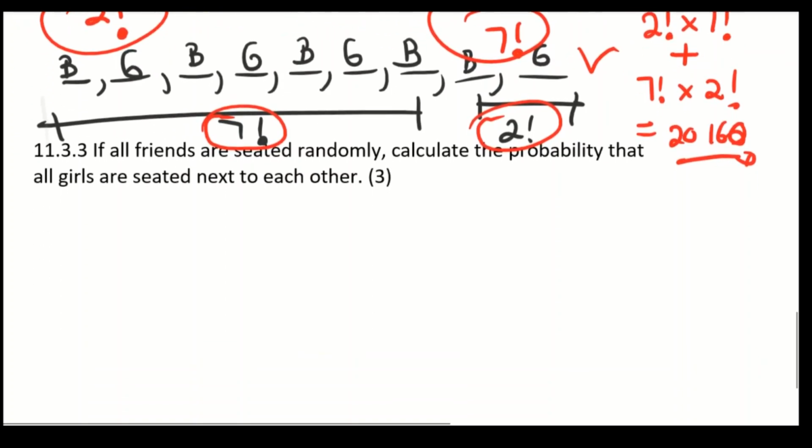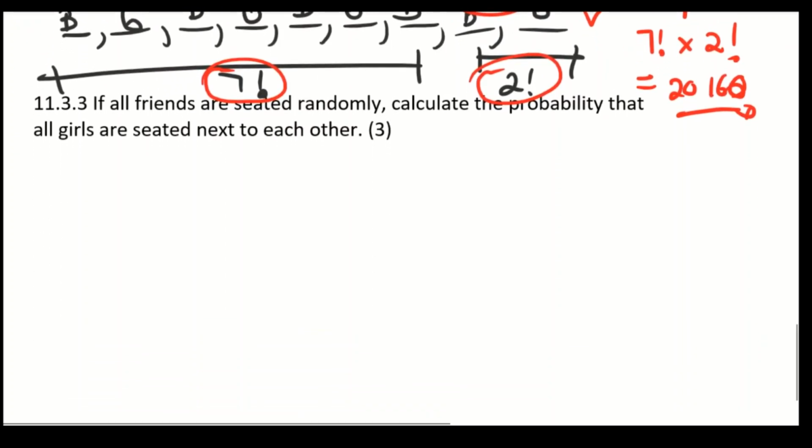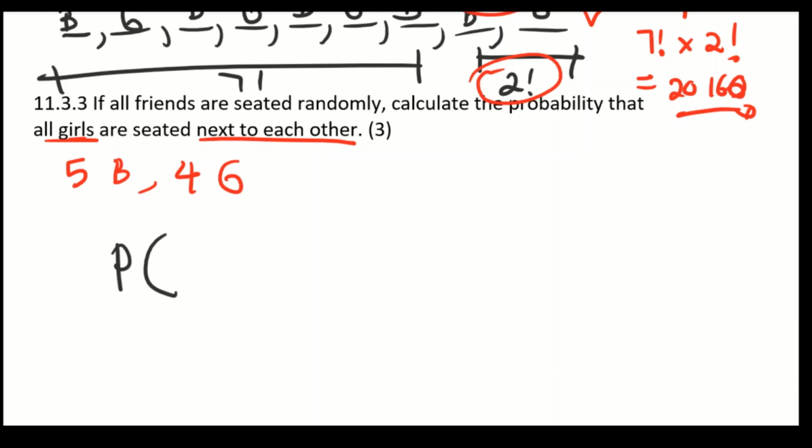Now let's go to the last question. I think it's the last question. So in this last question, what does it say? If all friends are seated randomly, calculate the probability that all girls are seated next to each other. So remember, there are 5 boys and 4 girls, right? So they are saying, what is the probability of girls being seated next to each other?